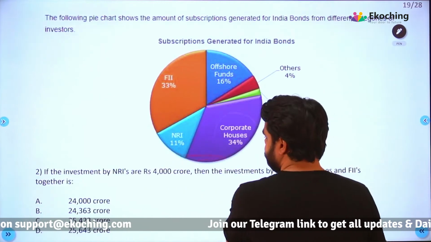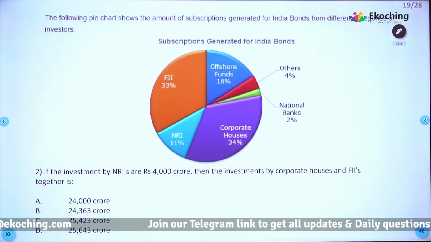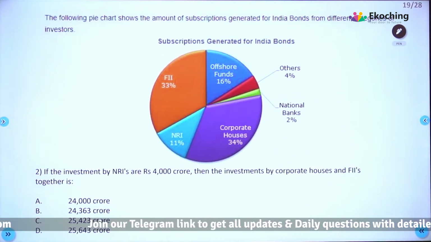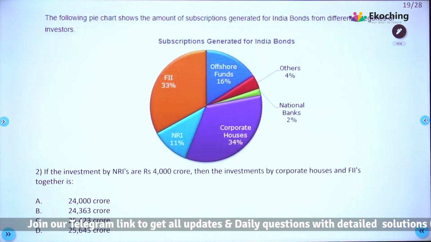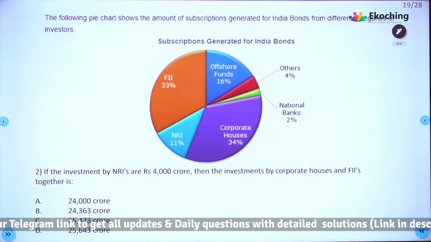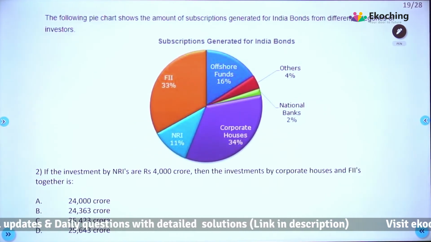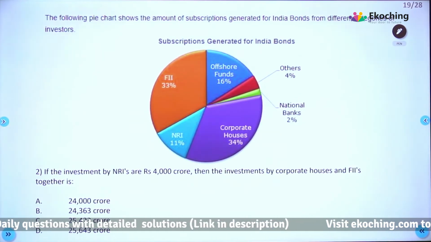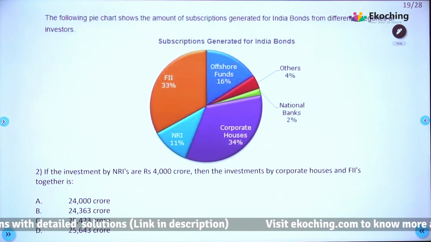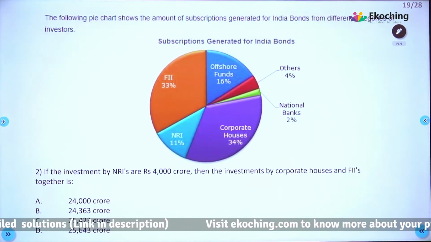Let's move on. If the investment by NRIs is worth rupees 4,000 crores, then the investments by corporate houses and FIIs together is what? Easy to moderate. I'm going to give you about 1.5 minutes. Pause the video, solve it, and come back to me when you have an answer in your hand.